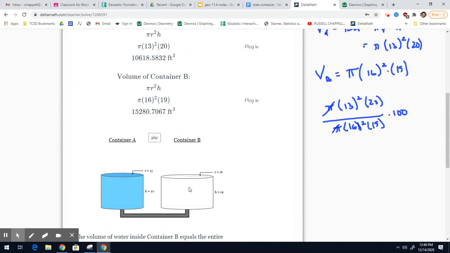All right, so this is your Delta Math. Let's go on to Edge Elastic where we have a couple more trickier problems. So new video for the Edge Elastic.